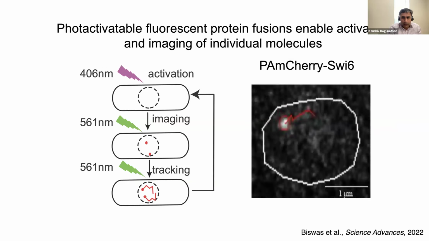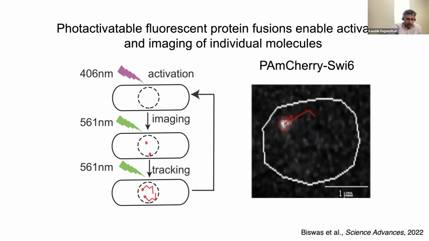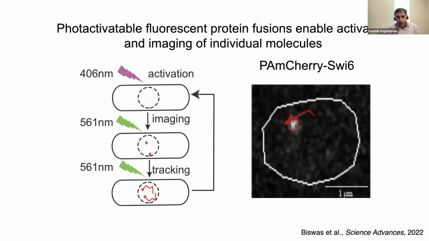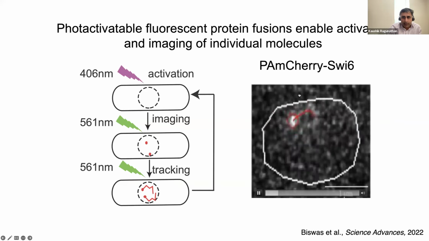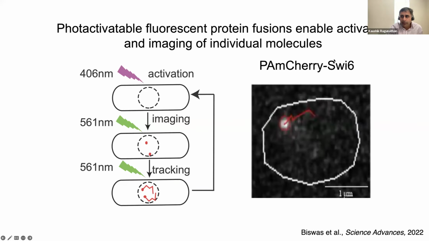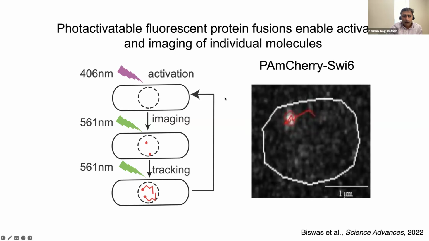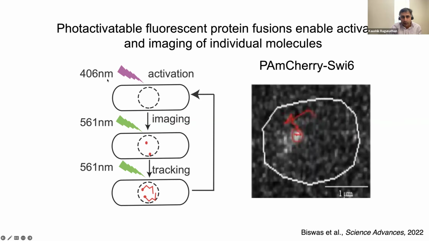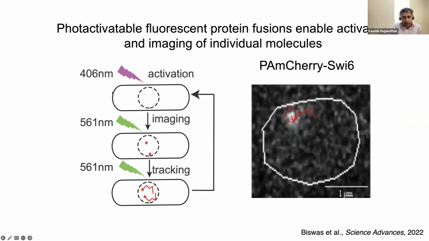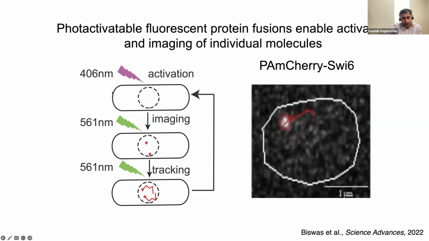So what we use, and when I say we, I mean Saikat, who worked with Julie's lab in order to actually do single molecule imaging. What he did was to build these strains where PAmCherry is fused to the N-terminus of SWI6. This is a special protein which you can activate with 406 nanometer light. These proteins are dark until you provide an activation pulse.